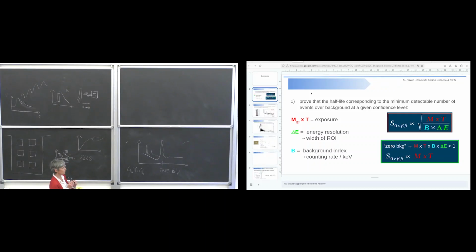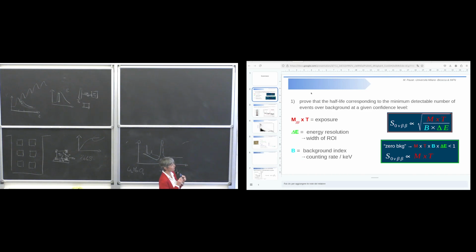Can try to find the solution, and then we can solve it on the blackboard. As you remember, in the first lecture, I told you that the sensitivity for a double beta decay experiment is defined by one of these two formulas.